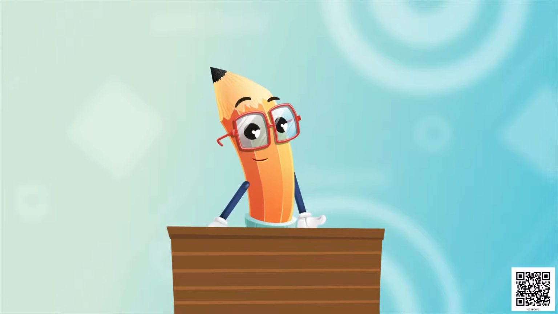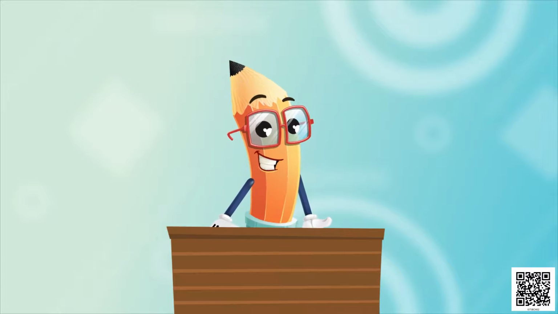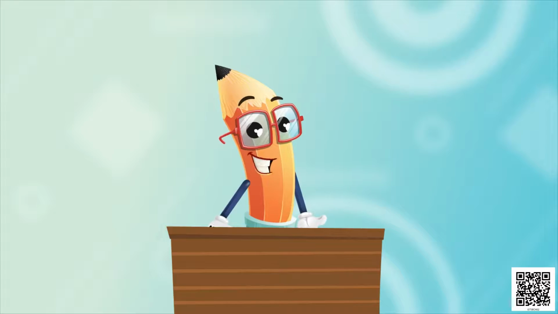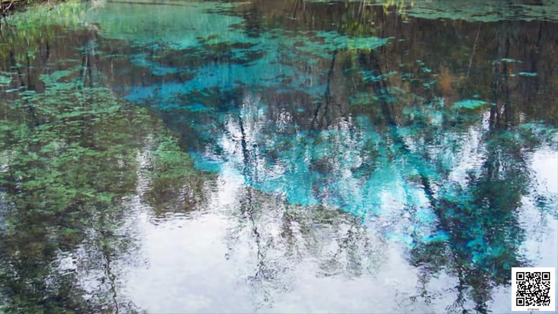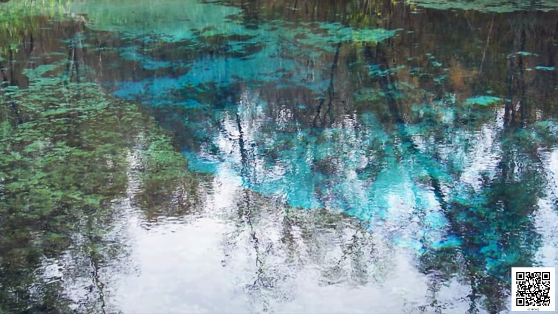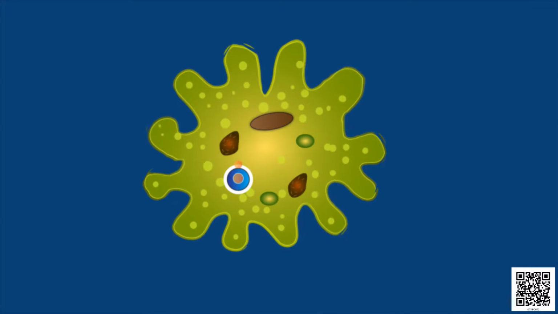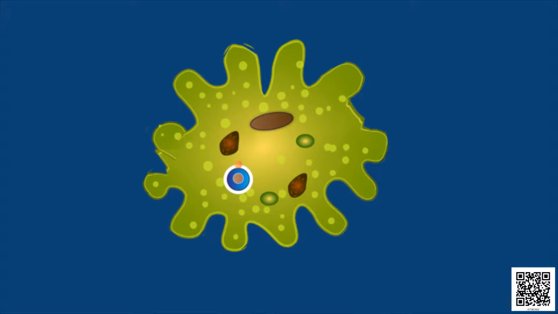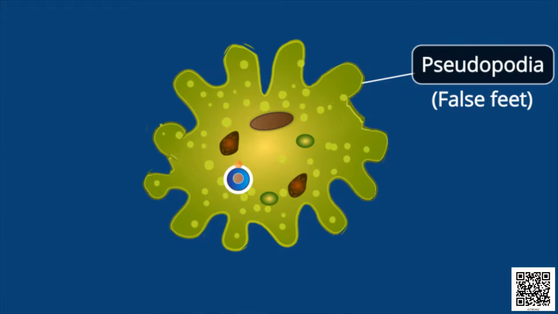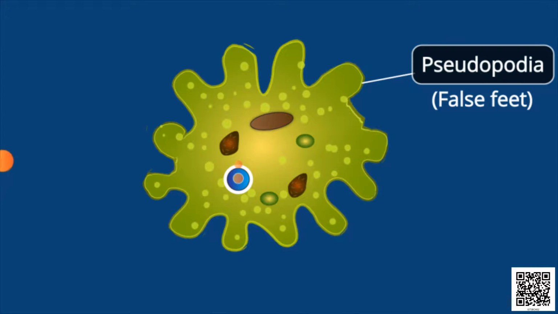Come on, students. Now we will learn about feeding and digestion in amoeba. Amoeba is a microscopic, single-celled organism found in pond water. Amoeba constantly changes its shape and position. It pushes out one or more finger-like projections called pseudopodia, or false feet, for movement and capture of food.